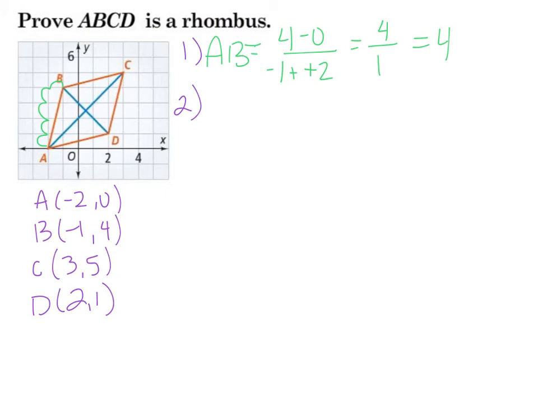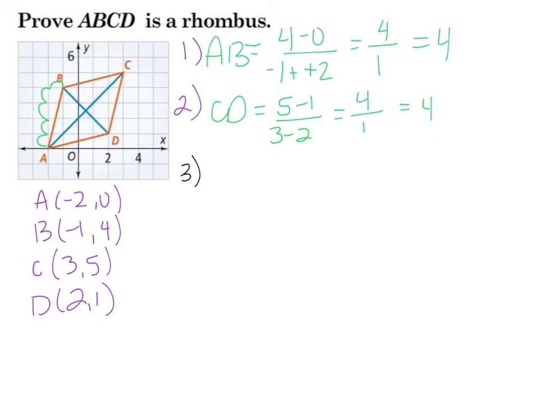BC. Actually, I'll go ahead and do CD to check these two. CD, so that would be 5 minus 1 over 3 minus 2. 5 minus 1 is 4, 3 minus 2 is 1. So the slope of that is 4.